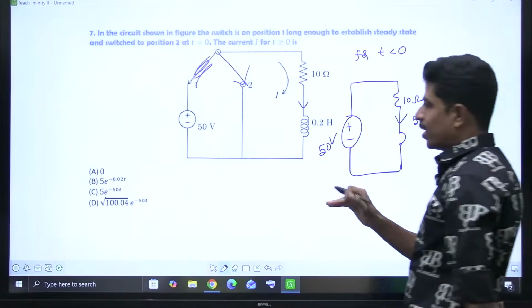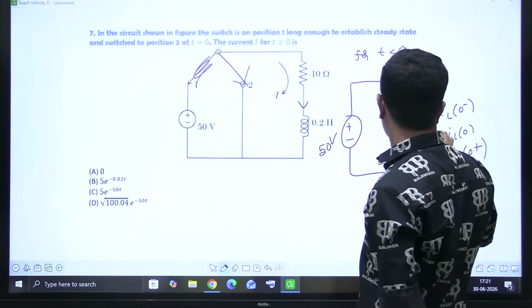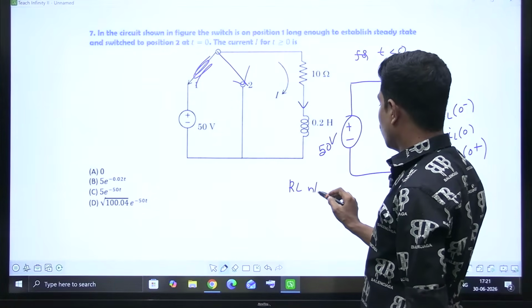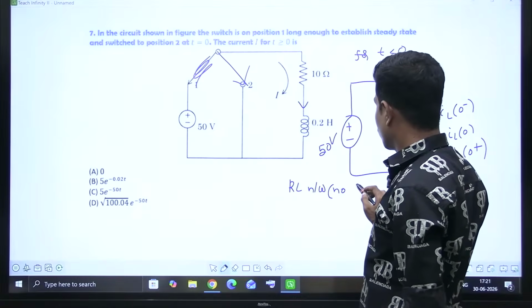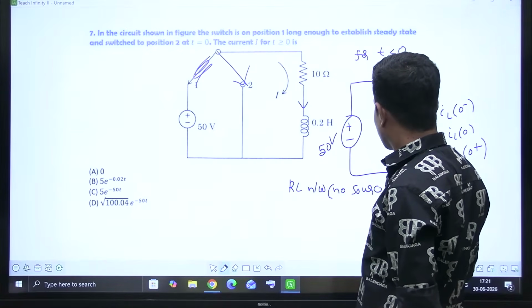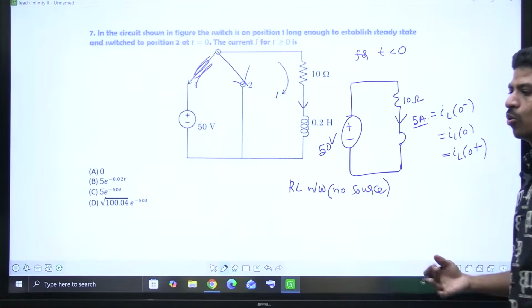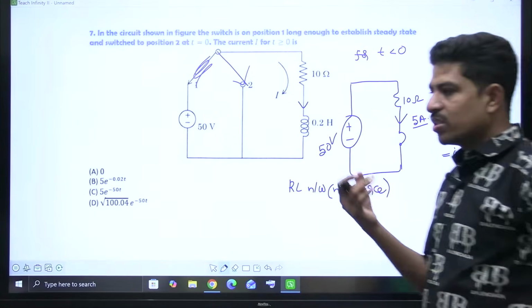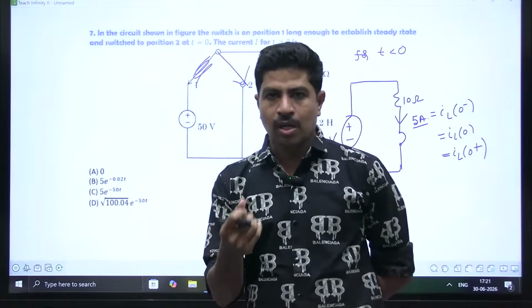First of all, forget about direction. So how much is the initial current? 5 amperes. This is an RL network, only RL, no source. You remember, either it is an RL network or an RC network without source, the things keep declining, means it decreases exponentially. I repeat, this is the most simple fundamental to remember.